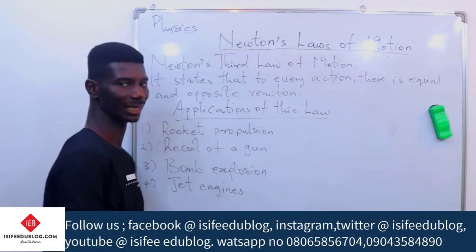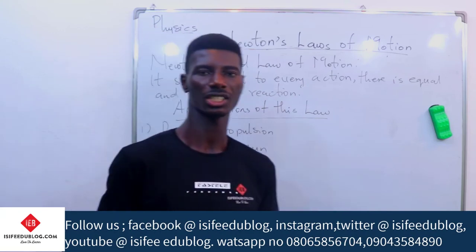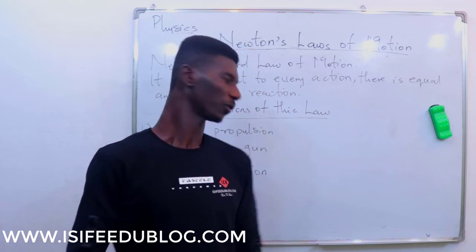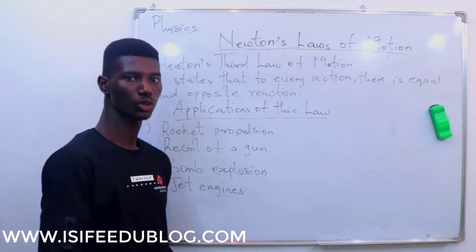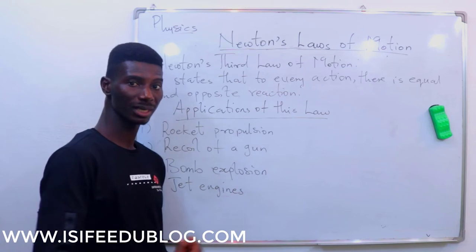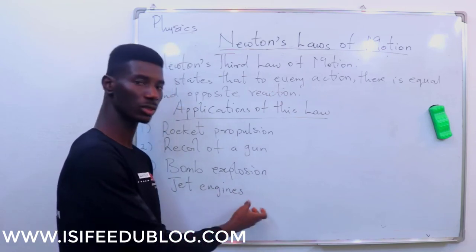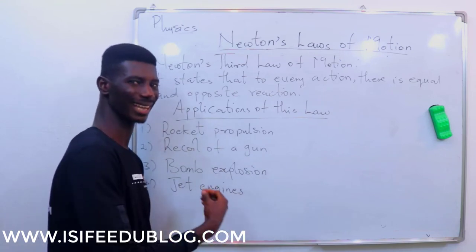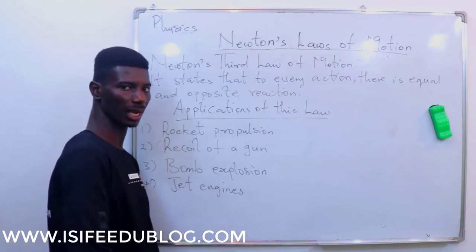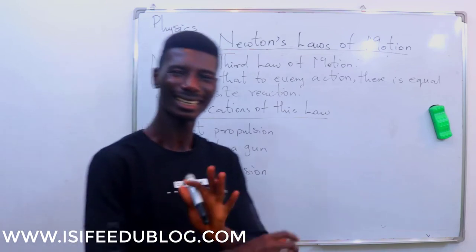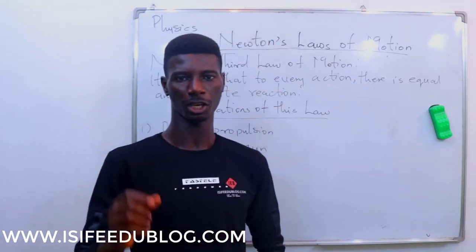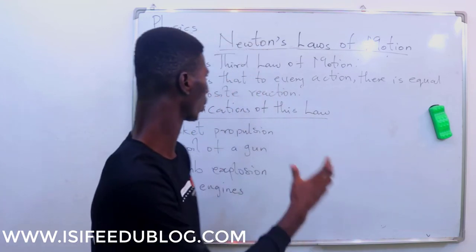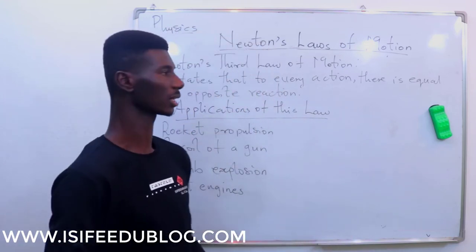Now, we have jet engines. The jet engines make use of what? Fuel. For the jet engine to move, it's continuous moving, it's going to balance the exhaust coming from the gas. So, every action in this life, there must be what? An equal and opposite reaction. This is what Newton's third law of motion is trying to tell us.